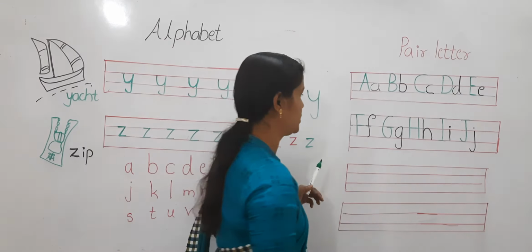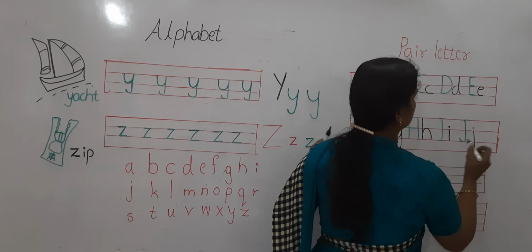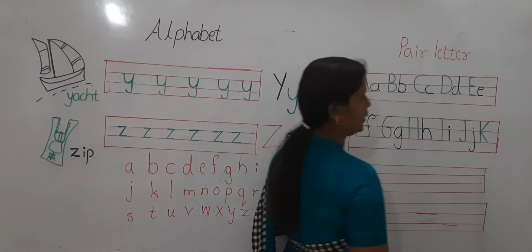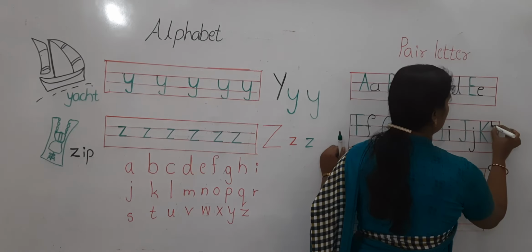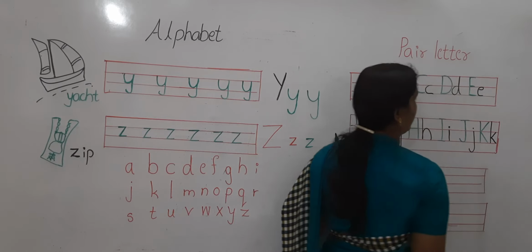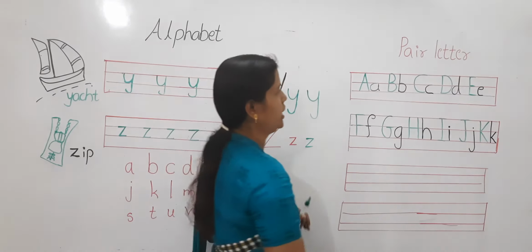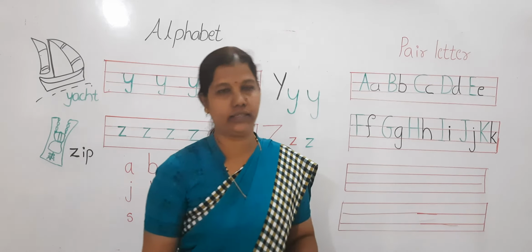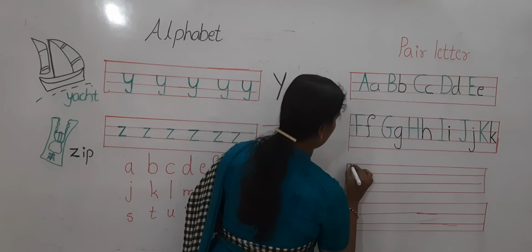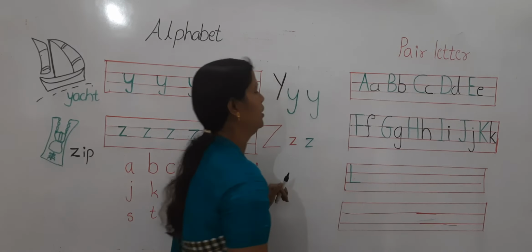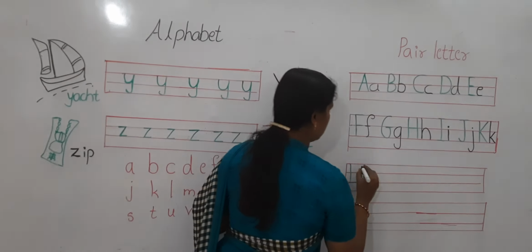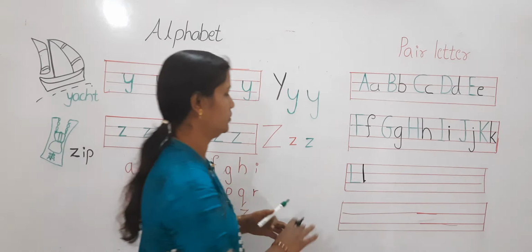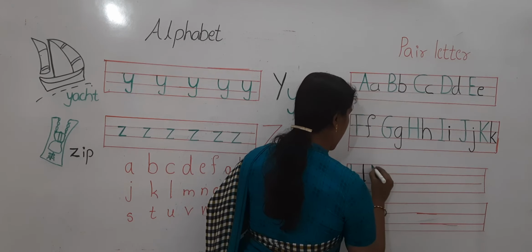Yes. Next, K. This is capital letter K. Yes, children. And then this one small letter K. K for kite. K for king. K for kitten. This is the capital letter K and this one small letter K. Letter K after letter L. This is the capital letter L and this one a small letter L. Yes. Letter L after letter M.